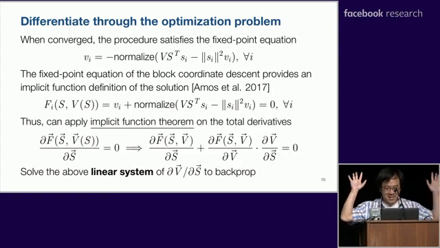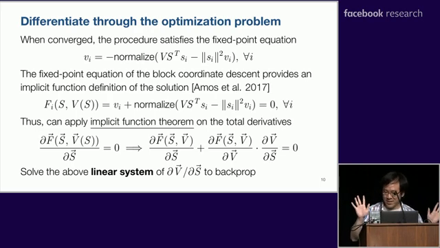Thus, after applying the implicit function theorem, we will have the following equation by chain rule. The equation will form a system that is linear in the gradient of V with respect to S. And we can solve the above linear system to get the gradient we need for backprop. The linear equation can actually also be solved efficiently via a block gradient descent.